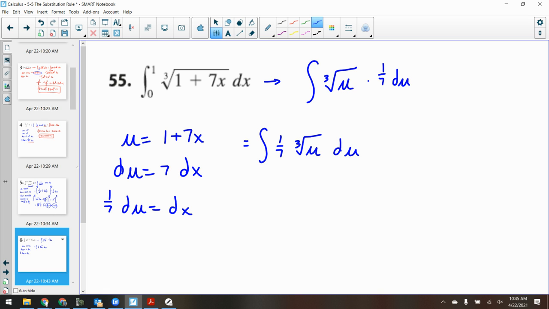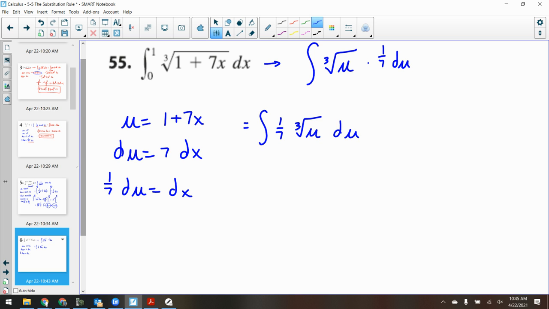See what my endpoints have to turn into. Well, that's 1 plus 7 times 0. My original bottom was 0. Well, that just gives me 1. So there's a 1 on the bottom. And on the top, that's 1 plus 7 times 1. So that's an 8 on the top. And again, the reason I do that is so that I don't have to go back and plug in x at the end. I can just perform the integral on this stuff.